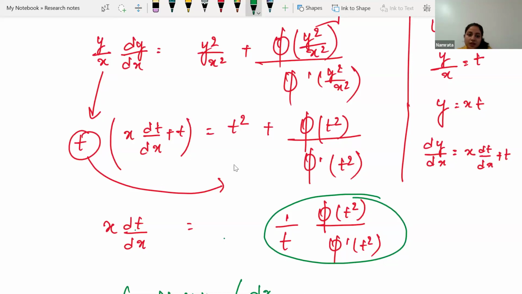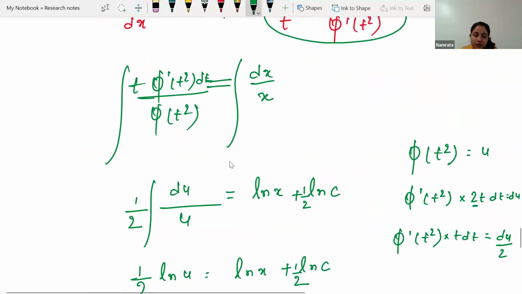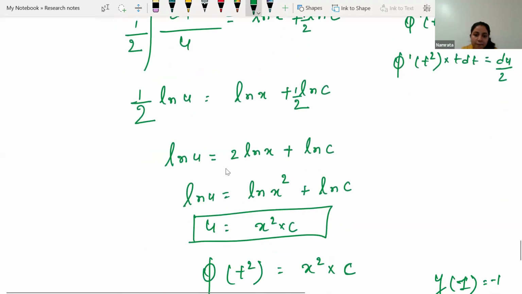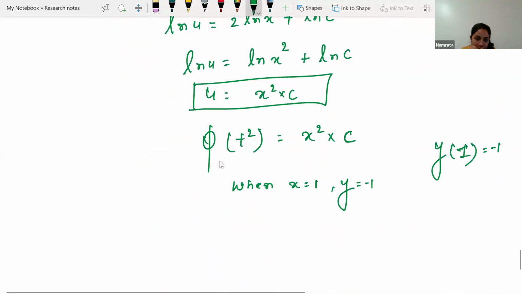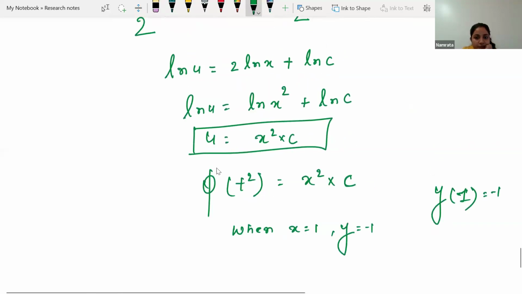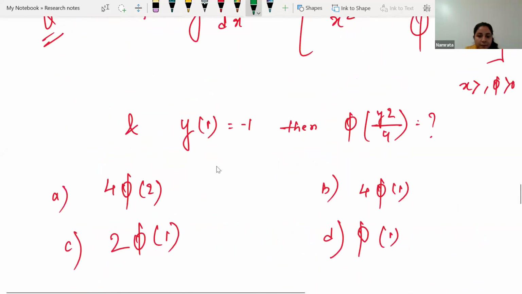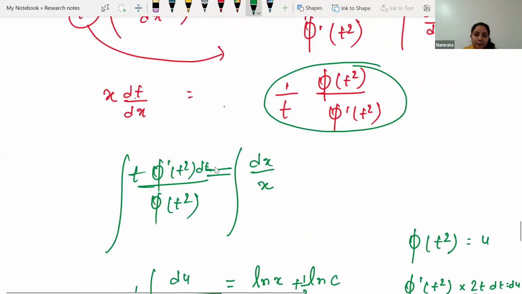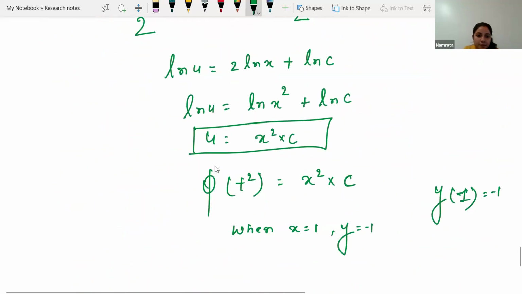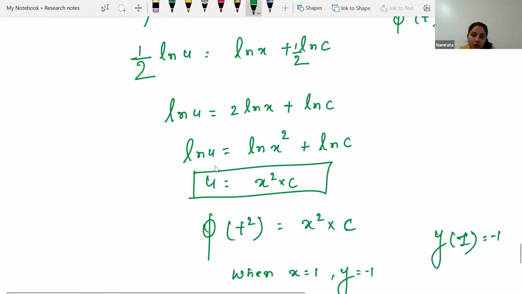T is equal to y by x, and u is equal to t square, phi of t square. Just a second, let me check how we will be using the given condition.